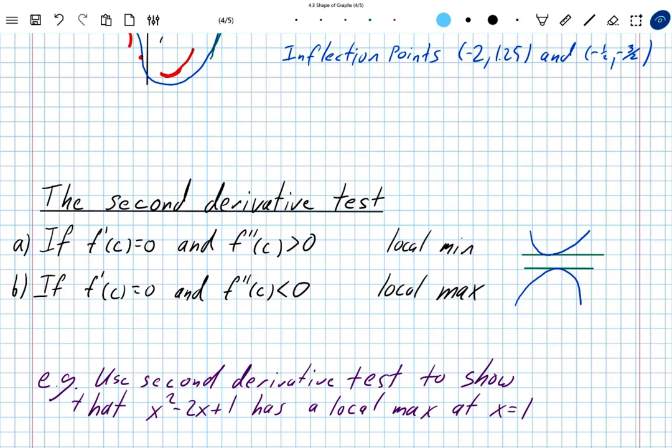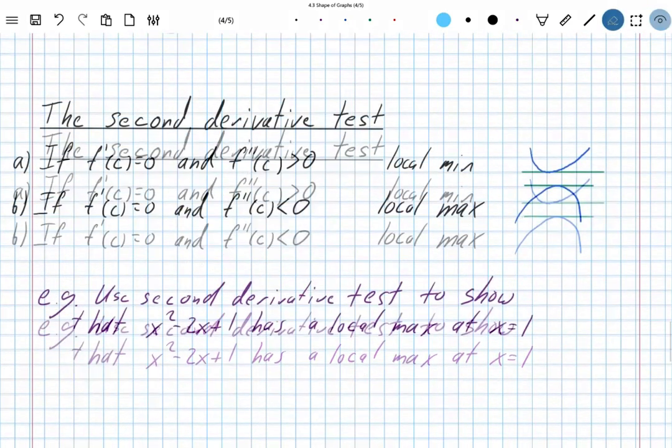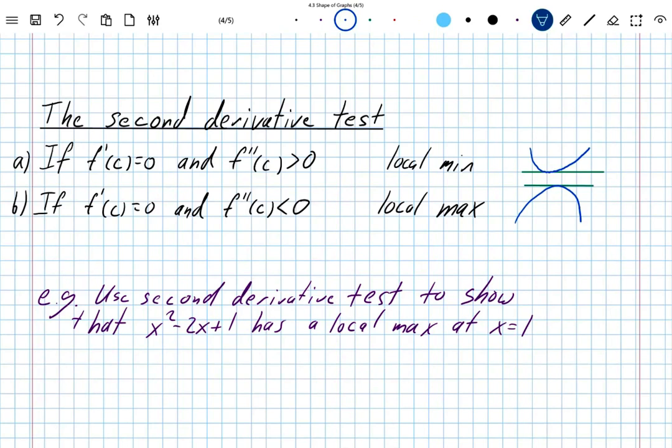So my second derivative test gives us a different way of deciding, when the first derivative is 0, is it a max or a min? Just, well, yeah. Am I curving up or curving down? That'll tell you if I'm at the top of a hill or the bottom of a valley. All right, let's do an example. I think that this makes some intuitive sense. So we're just going to do one example here.